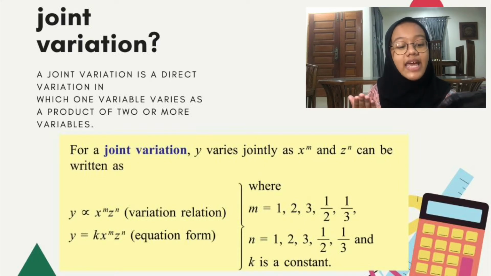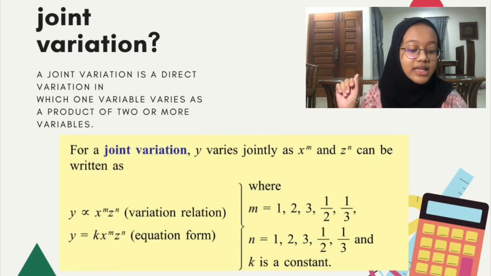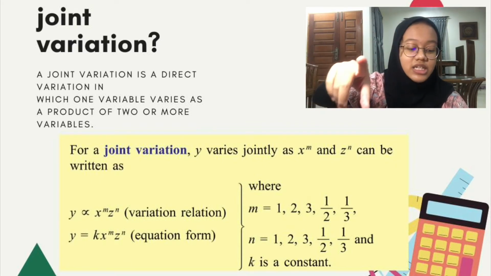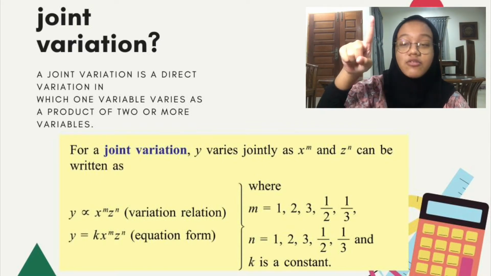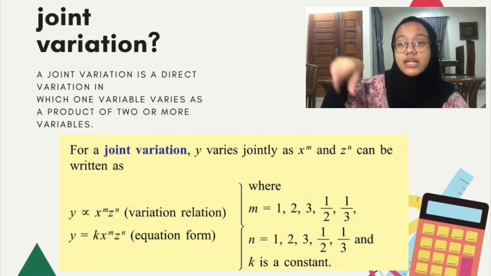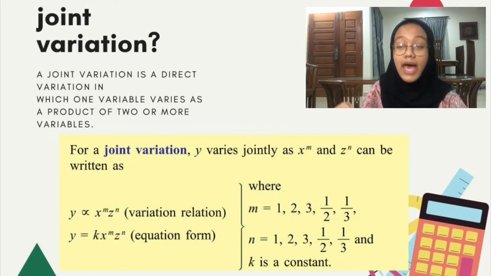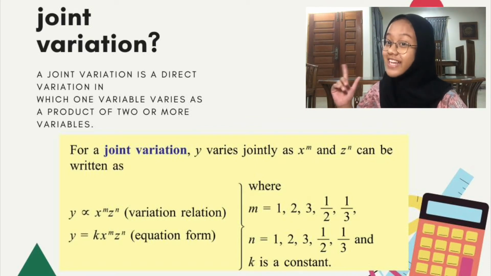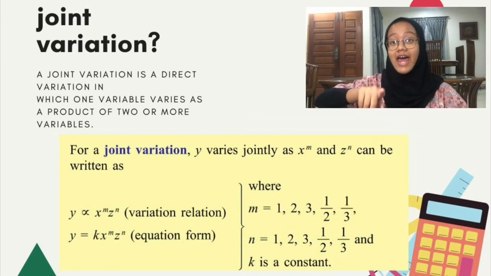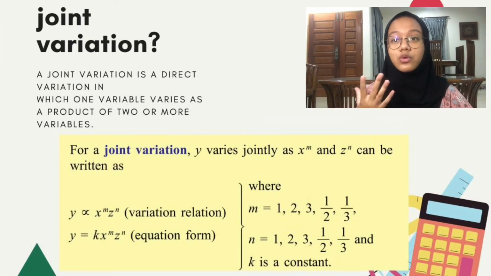y varies jointly as x to the power of m and z to the power of n. In variation relation, we use the ∝ symbol, and in equation form, we replace the ∝ symbol with k. That's it. With this method, you are going to obtain k.